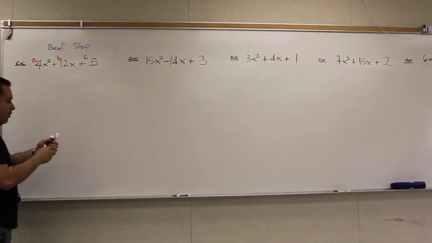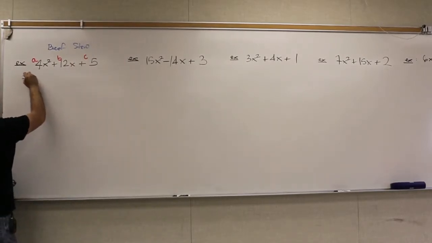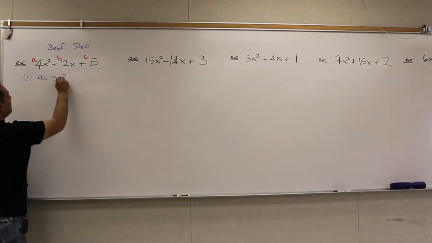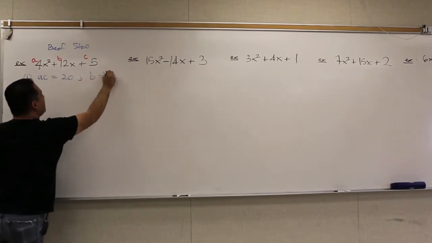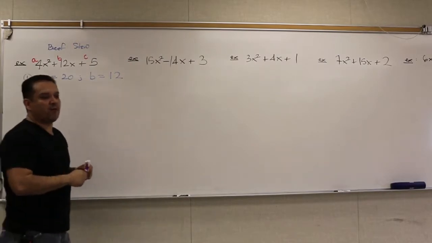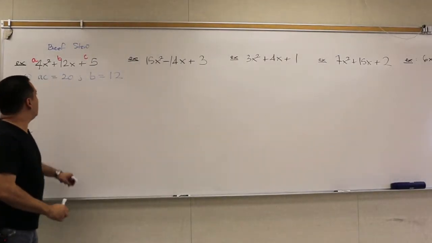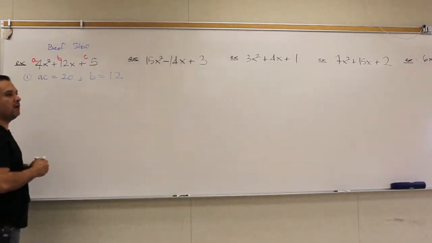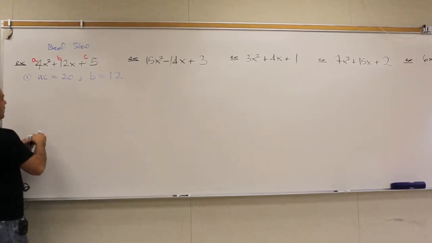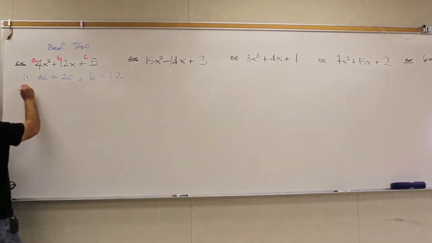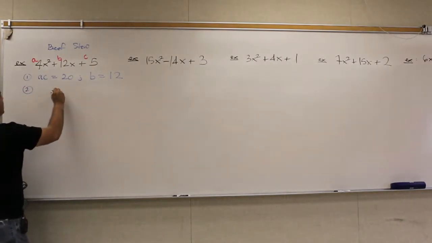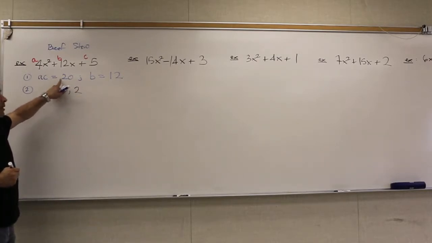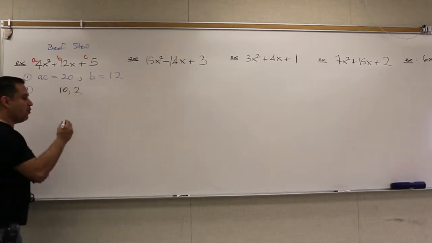If you remember, your step 1 process was to multiply a with c. So 4 times 5 is what? 20. B is 12. So we need two numbers multiplied together whose product is 20 and whose sum is 12. Does anybody know what the numbers are? Is it 10 and 2? Well, let's see. Remember, this is step 2. So step 2, you tell me it's 10 and 2. Let's see. 10 times 2 is 20. 10 plus 2 is 12. So those are the numbers. Good.